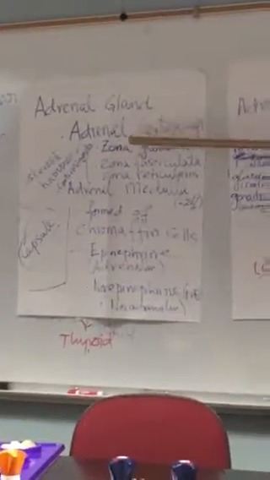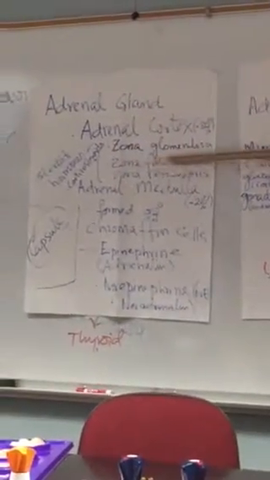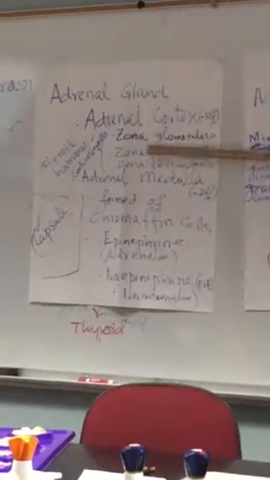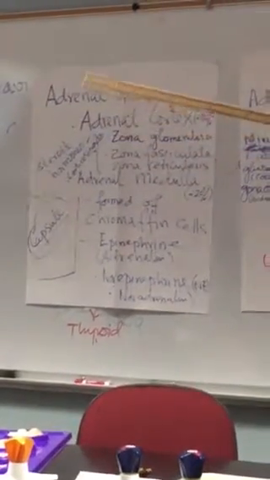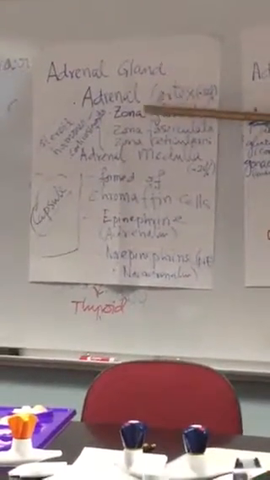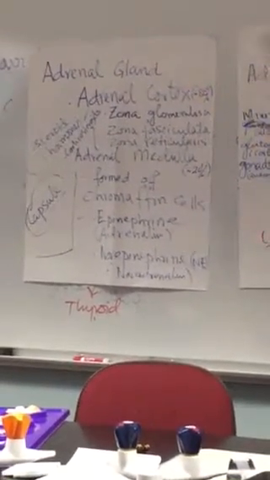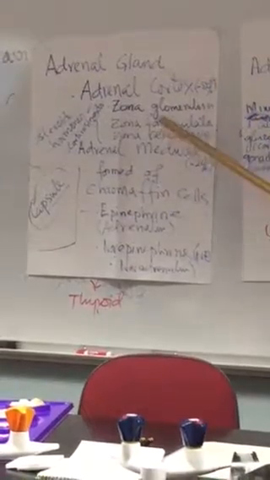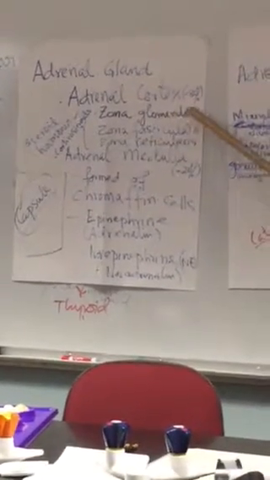The 3 regions after the capsule: the first will be zona glomerulosa. Next will be zona fasciculata. They will look distinct from each other. Zona glomerulosa, zona fasciculata, and zona reticularis. There's meaning for that. Zona glomerulosa is a glomerular structure. It appears like a glomerulus.